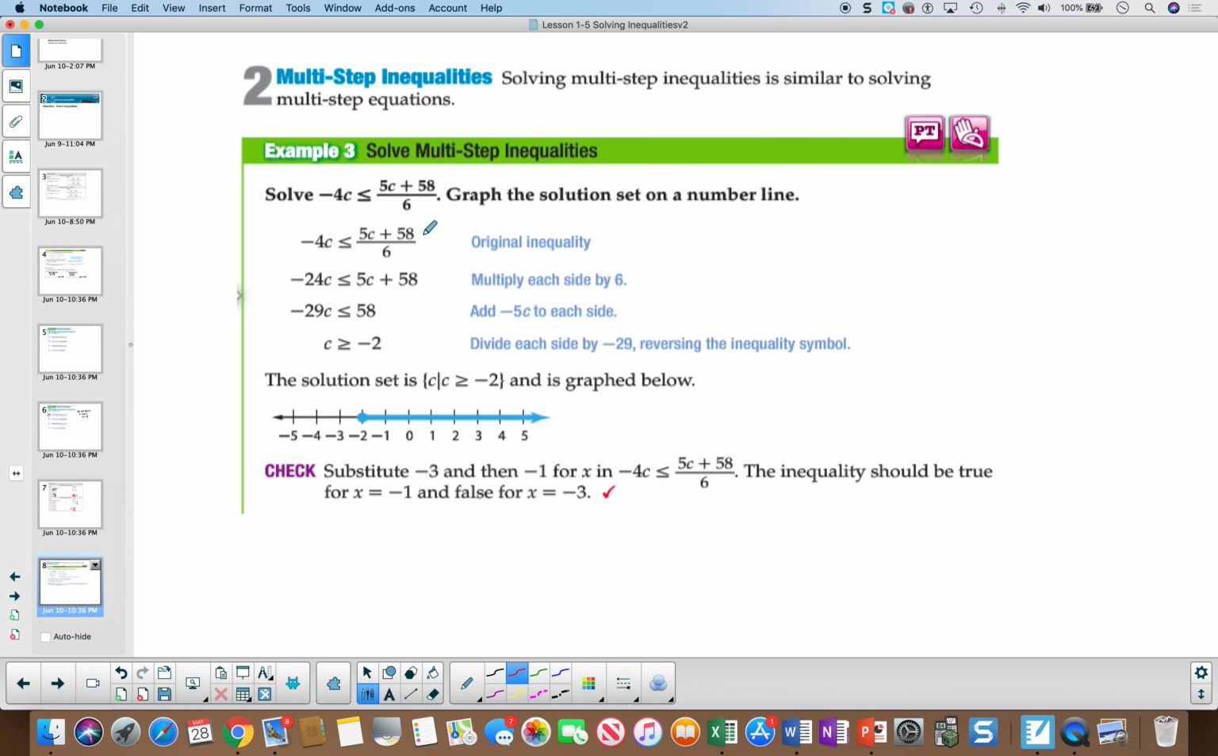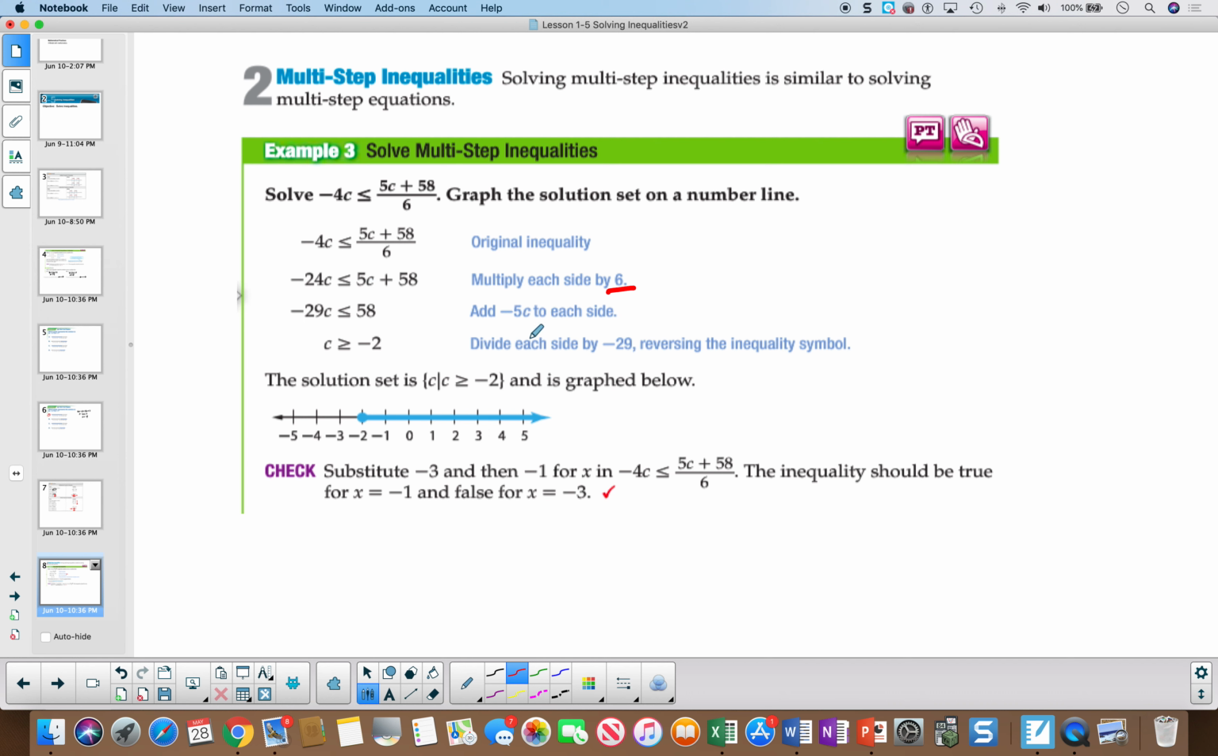All right, let's take a look at this problem and see how we solve it. The first thing we'd like to do is get the numerator by itself, so we're going to multiply both sides by 6. Multiplying by 6 does not change the inequality, so we continue to do that.